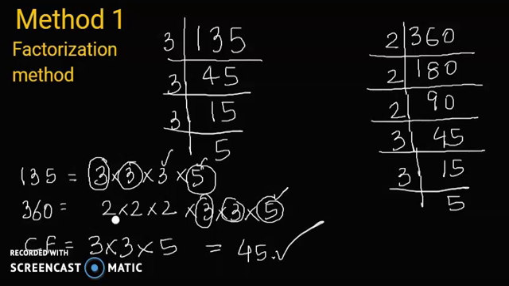We haven't taken any 2 here because we have factor 2 in 360 only, but not in the above number. Remember that we have to write down only the common factors in both cases.